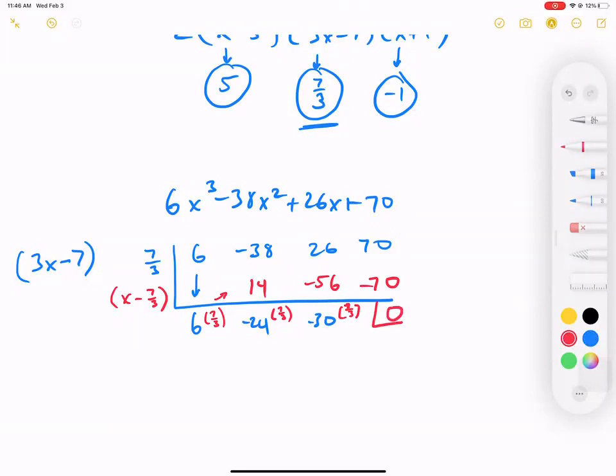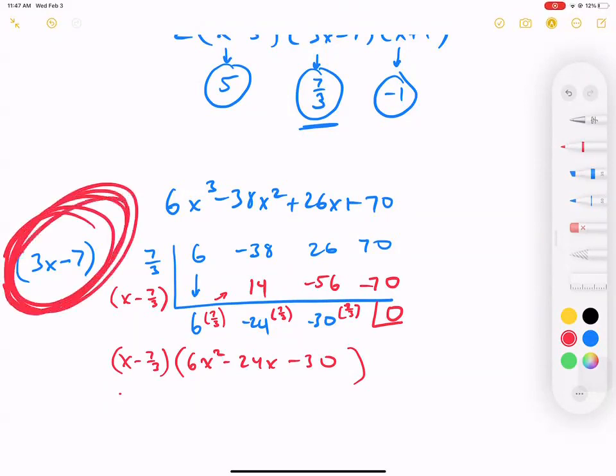Now, we could write this as 6x squared minus 24x minus 30. But there is an issue with this. If I just rewrote this, let me go ahead and show you guys this. If I wrote this as x minus 7 over 3, does that look like a polynomial like we normally talk about when I factor it? Now, here's the reason why we're broken with synthetic division. Synthetic division does not see this. It does not see the 3. It sees the fraction.